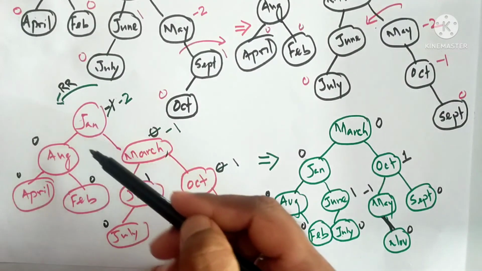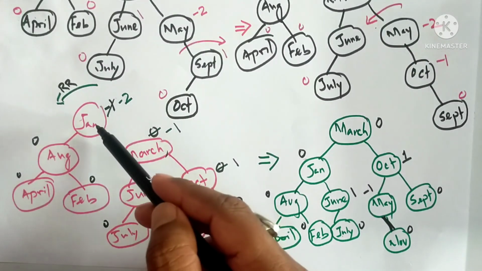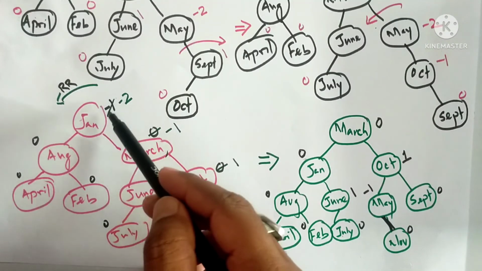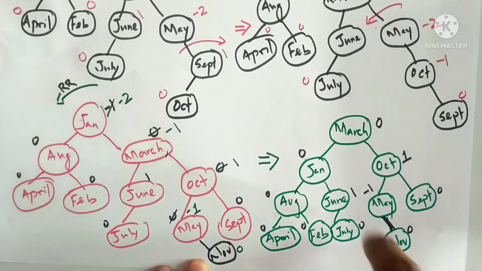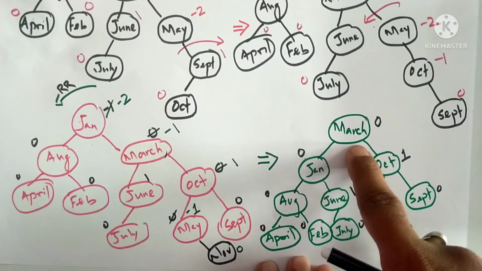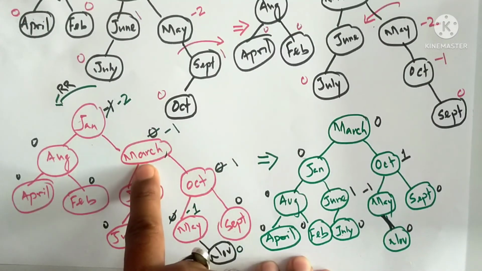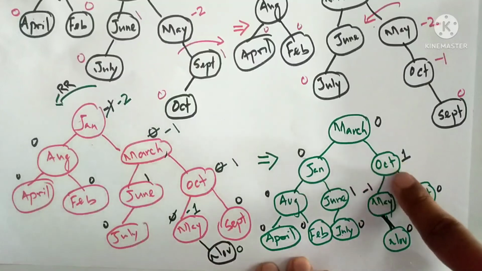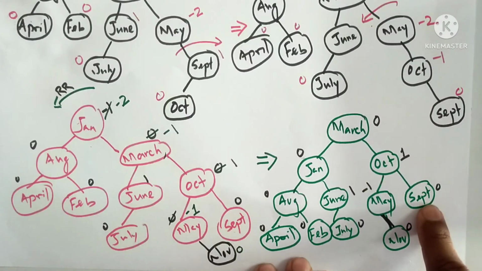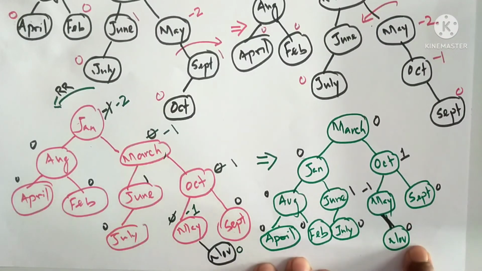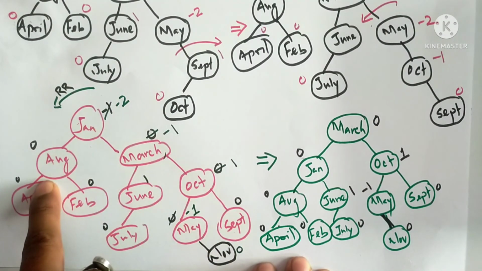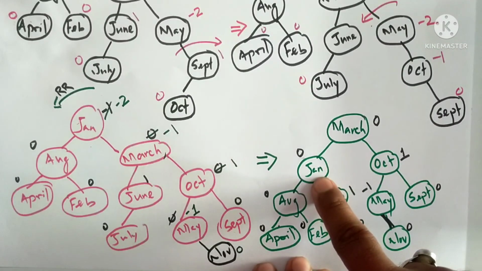In the RR rotation, we are going to apply a single rotation at the critical node, that is January. You apply the single rotation in anticlockwise direction at January, then the tree is going to appear this way. So March will move to the January position. March becomes the root node. Then March's right child is October. October's left child is May, October's right child is September, and May's right child is November. We have written that. Then moving in the anticlockwise direction, January will be the left child of March.